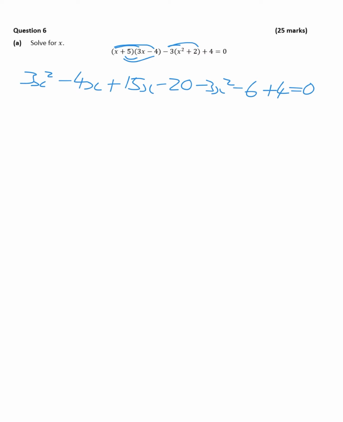Now, from here, let's simplify where we can. So first of all, the x squareds. I have a 3x squared, another 3x squared here. So 3x squared minus 3x squared, that'll cancel out. Now I have minus 4x and plus 15x. So minus 4x plus 15x, that will be 11x. Now I have minus 20 minus 6 plus 4, and that will be minus 22, all equal to 0.